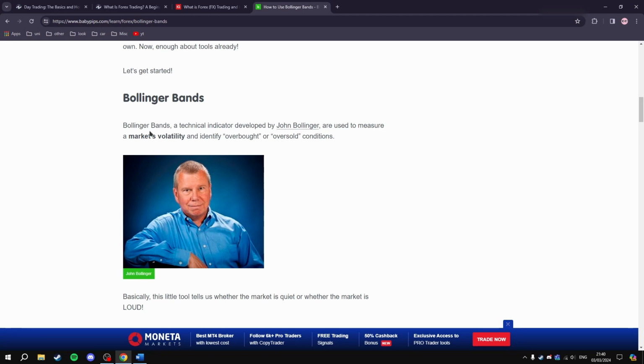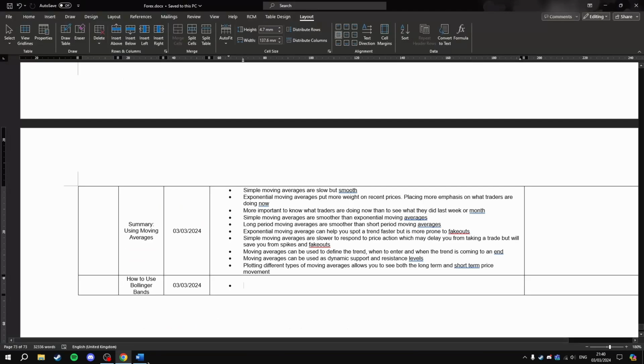Bollinger Bands. Bollinger Bands, a technical indicator developed by John Bollinger, are used to measure a market's volatility and identify overbought or oversold conditions.